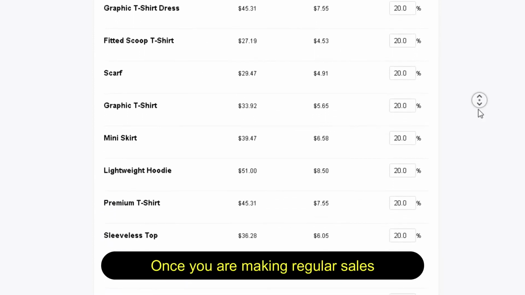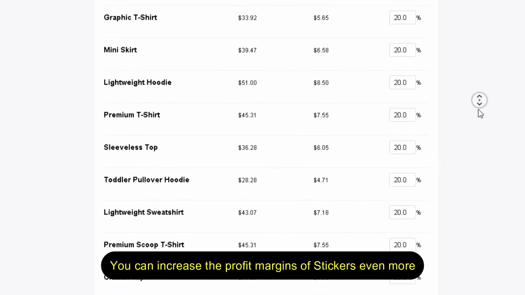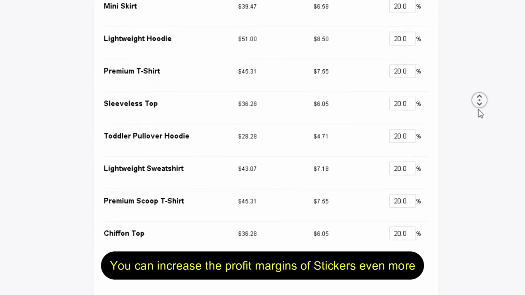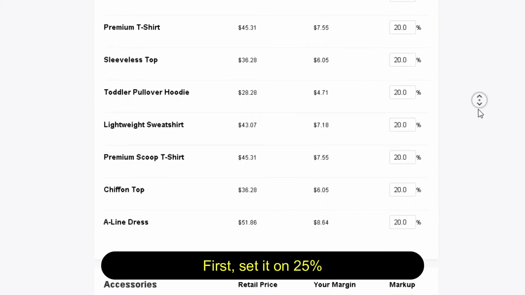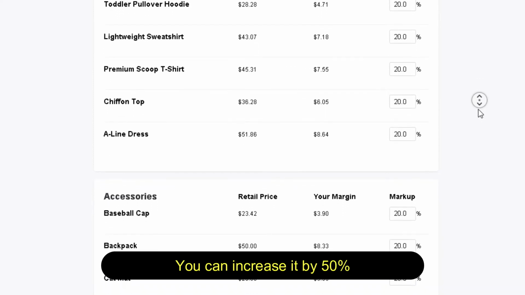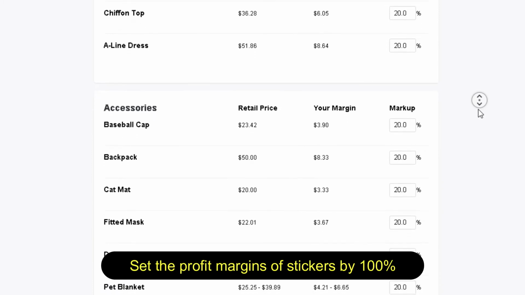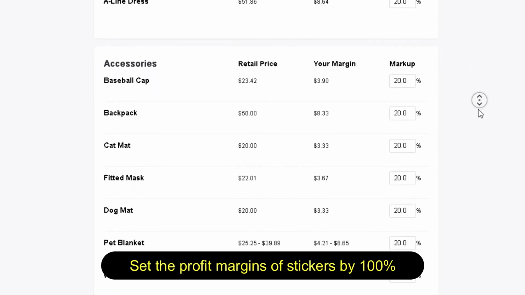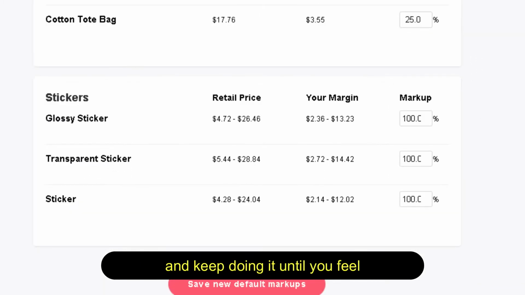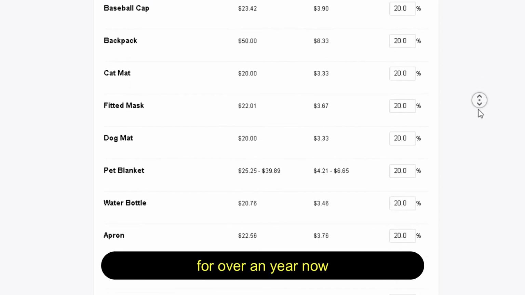Once you are making regular sales, you can increase the profit margins by 25%. You can increase the profit margins of stickers even more. First set it on 25%. If you continue to make regular sales, you can increase it by 50%. After your sales further grow, set the profit margin of stickers at 100%, and keep doing it until you feel it's affecting your sales. I have set the profit margin of stickers at 100% for over a year now.